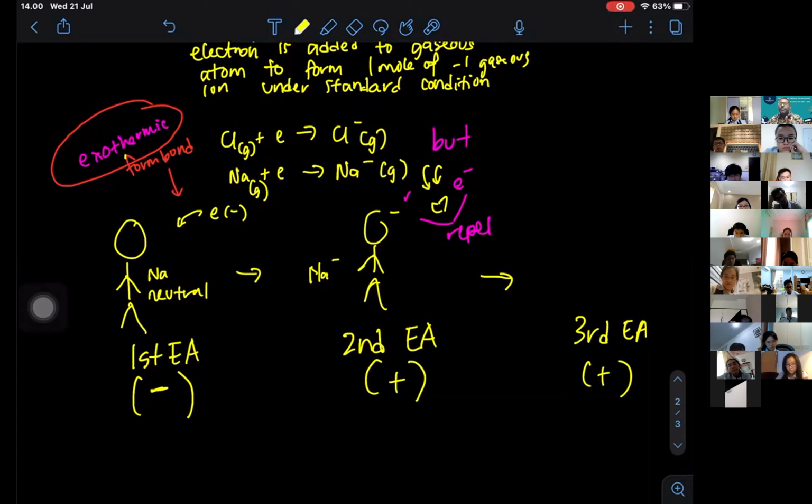I'm not sure, but up to your book, they mention the third. The first is always negative, and the second and third are always positive. The other details you can find later, but we will focus on the textbook only. So here the first EA is negative, and the second and third are going to be positive. The reason is given: to overcome the forces of repulsion.